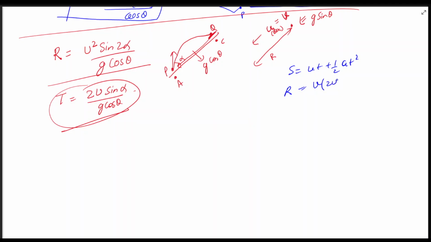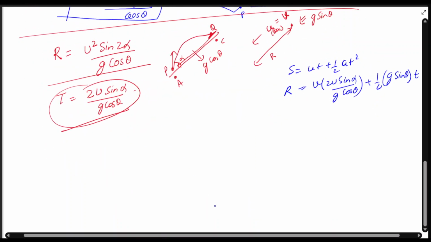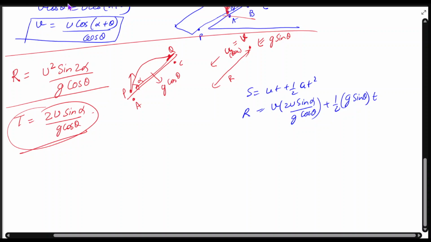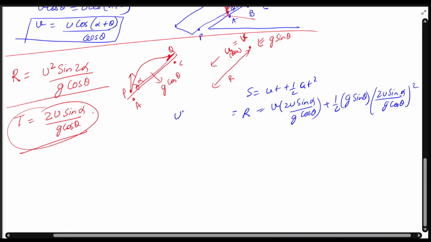So time will be 2u sin alpha divided by g cos theta, plus half. Why plus? Because u is in this direction, right? And g is also in this direction. So we'll write g sin theta into t square. And t is what? t is 2u sin alpha divided by g cos theta. And r was what? u square sin 2 alpha divided by g cos theta.